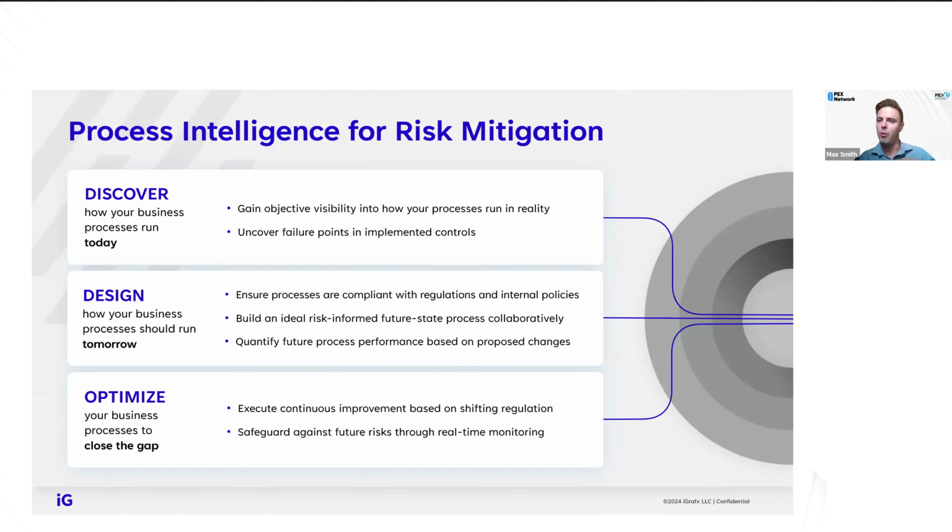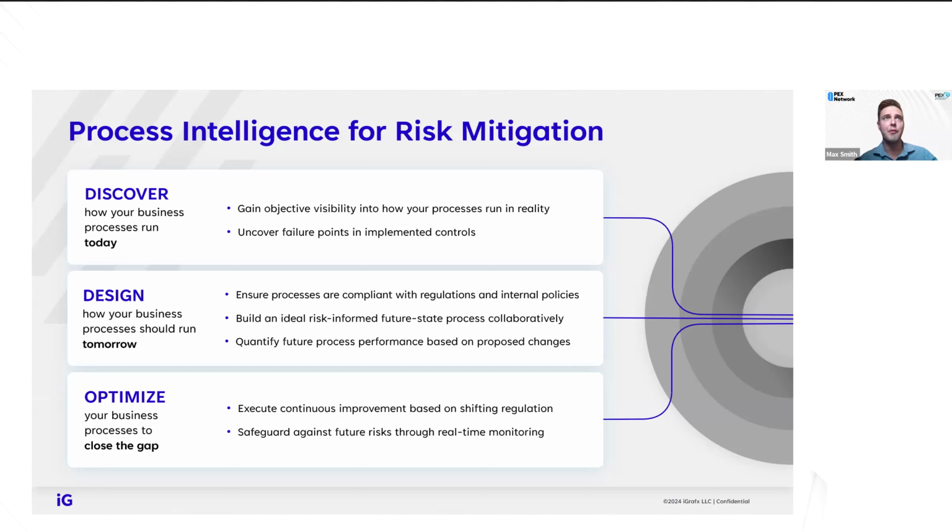And so that's a bit about what it was. How does it actually work? So we look at process improvement generally in 3 phases: discover, design, and optimize. This is true if you're trying to improve the business for performance, like improving productivity or reducing costs, but it's equally true if you're trying to improve the business from a risk mitigation standpoint.